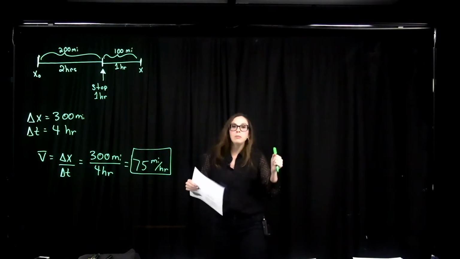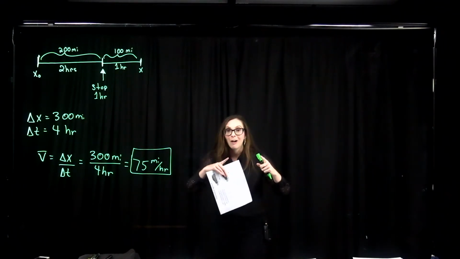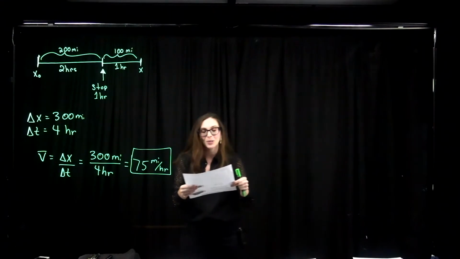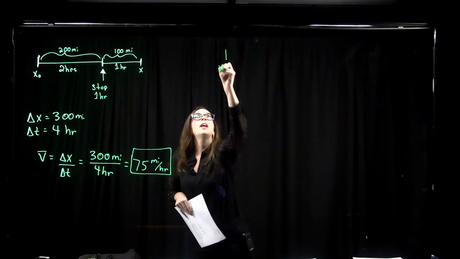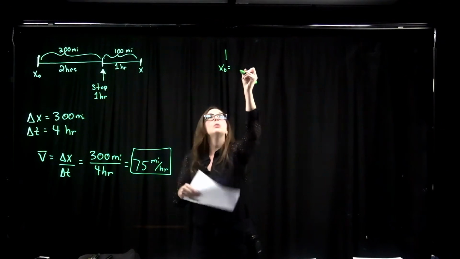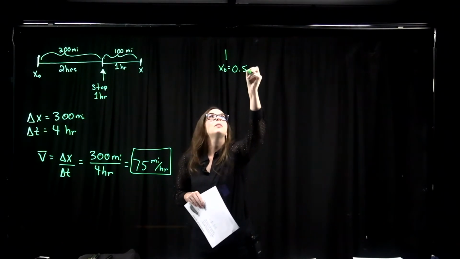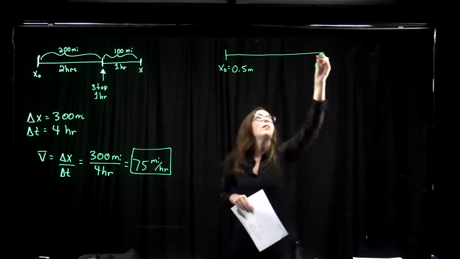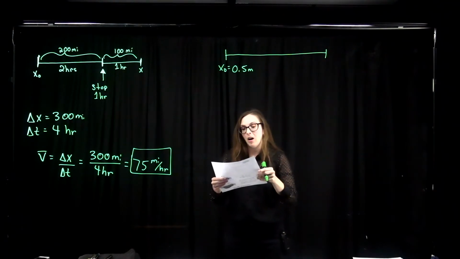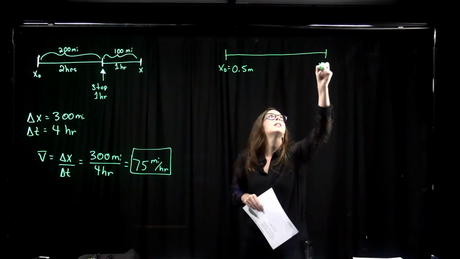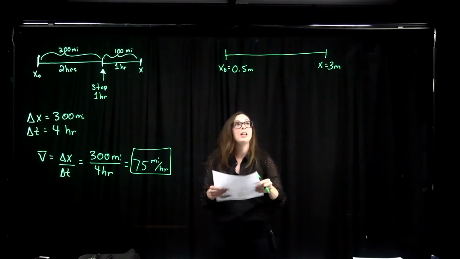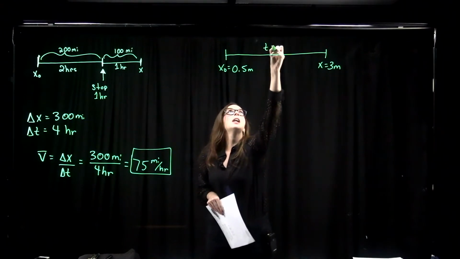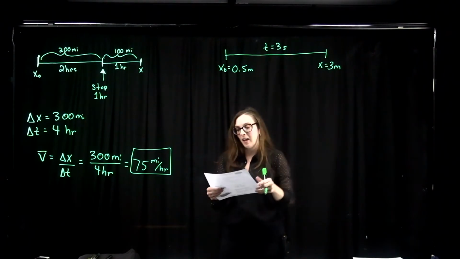So suppose I'm driving a little remote control car, one of those little battery operated cars, and I drive my car from an initial position of x equal to 0.5 meters, and then I travel and stop my car at a position of x equals 3 meters. Okay, that's going to be my final position here. And the time it took me to take this journey was 3 seconds.